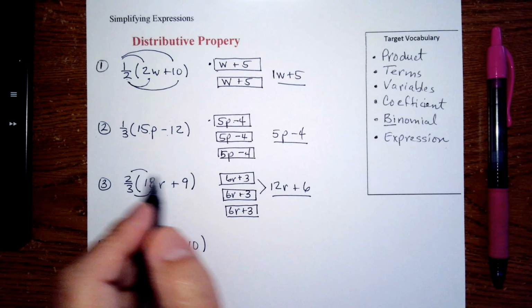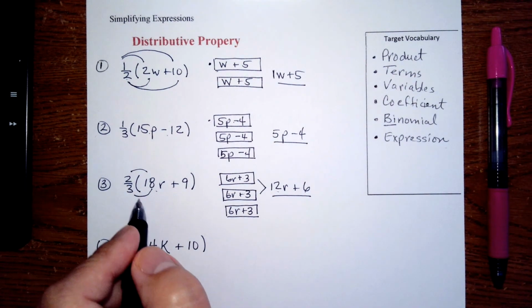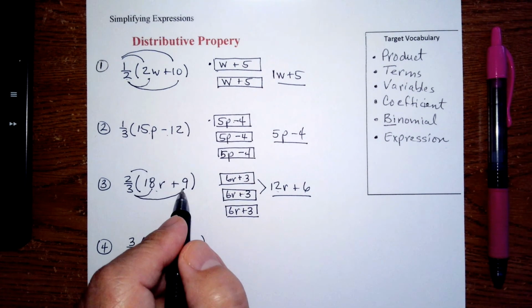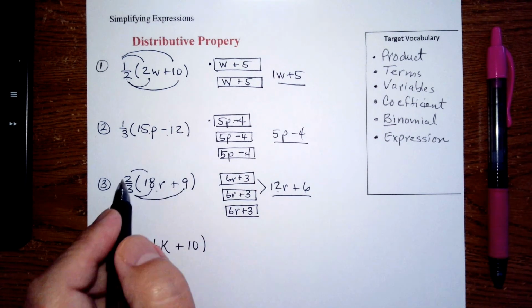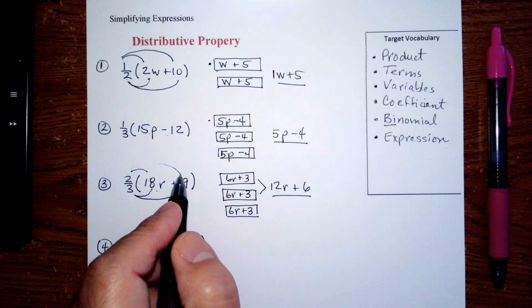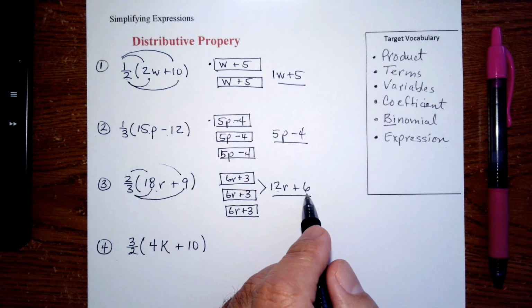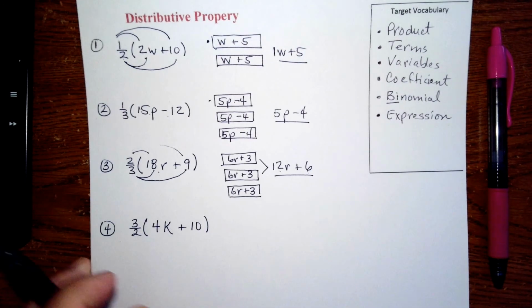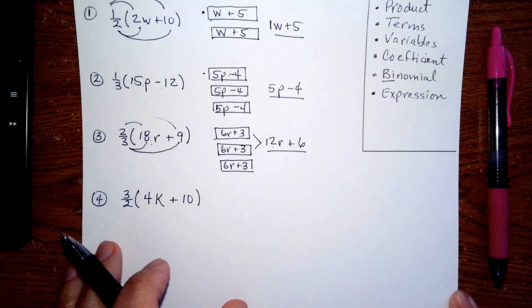3 goes into 18 6 times. 6 times 2, 12. 3 divides 9 how many times? 3. 3 times 2 gives you your 6. It works, boys and girls. Okay, but are you ready for a nice little treat of surprise? I love number 4.